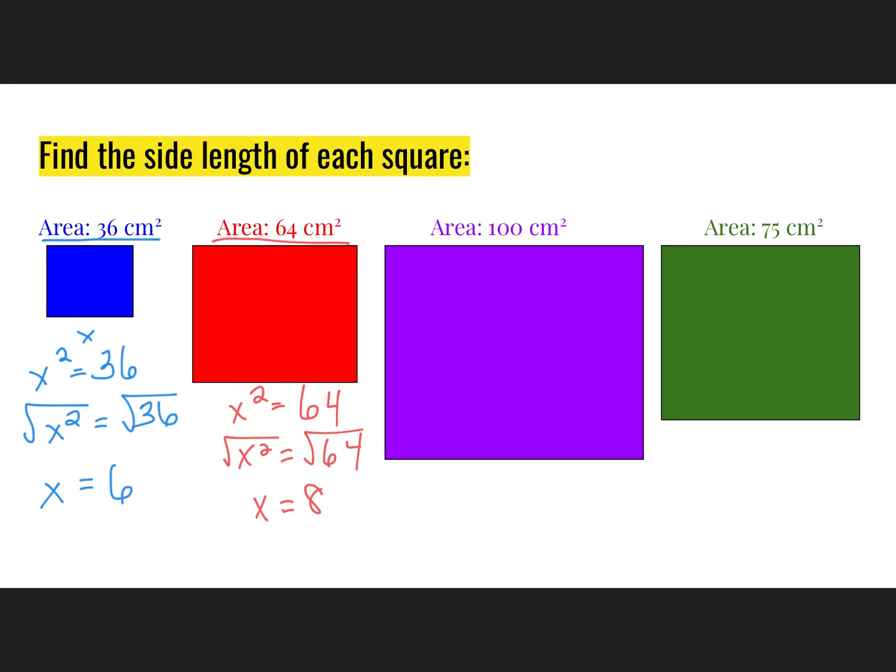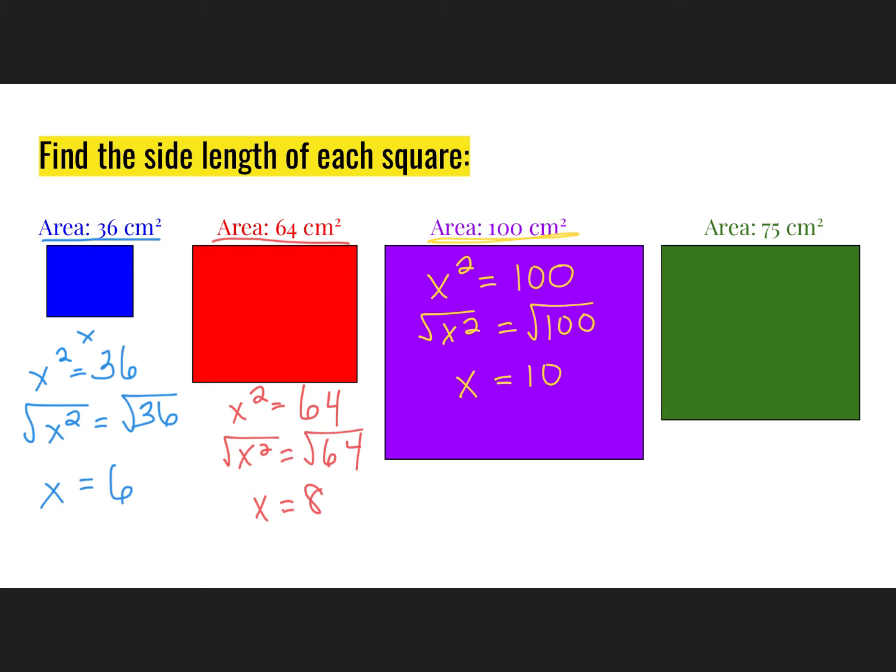So let's look at this next one. Here I have an area of 100 cubic centimeters, sorry. So, again, x squared equals 100. Take the square root of both sides. The square root of x squared is going to be x. The square root of 100 is 10. So I get x equals 10.